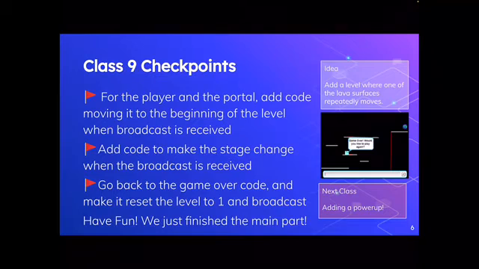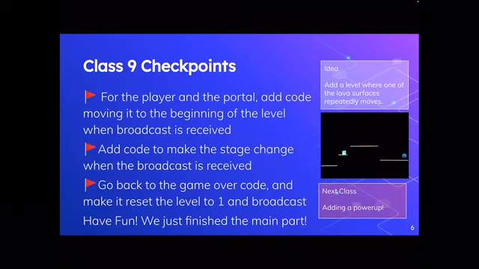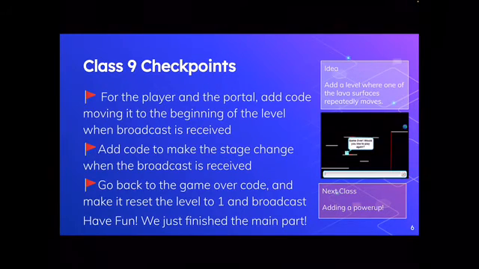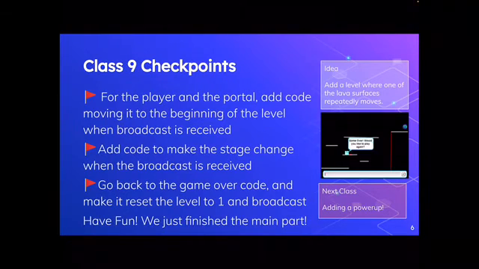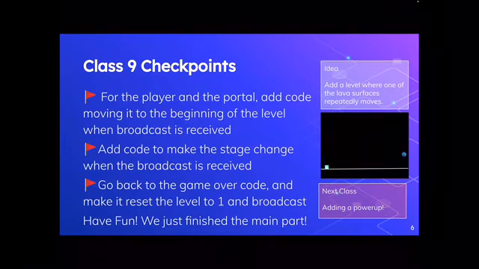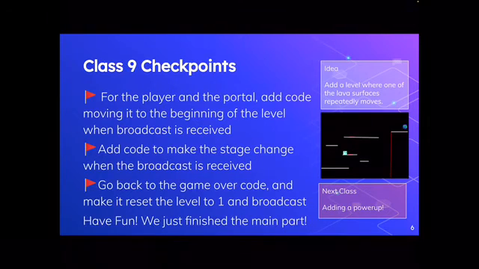Here are today's checkpoints. For the player and the portal, add code moving them to the beginning of the level for each level when the broadcast is received. So when you get the broadcast, make sure to move the portal and the player to the beginning and the end of the screen; you can see on the left how it should look. Then add code to make the stage change when the broadcast is received. Finally, go back to the game over code and make sure to reset it to level 1.